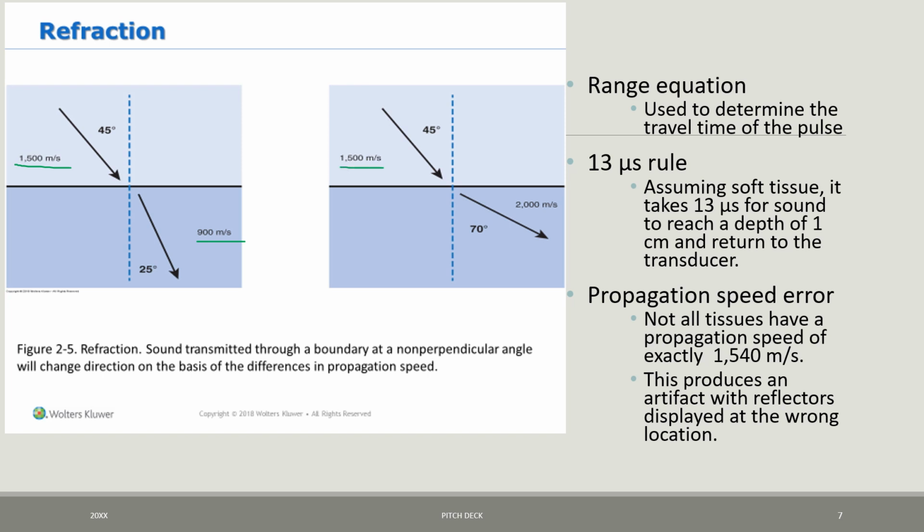Here, same example, we have 1500 meters per second in our medium 1. Here in medium 2, we have 2000 meters per second, faster propagation speed. Anything that's transmitted through this oblique incidence is going to be refracted in a slightly higher angle.